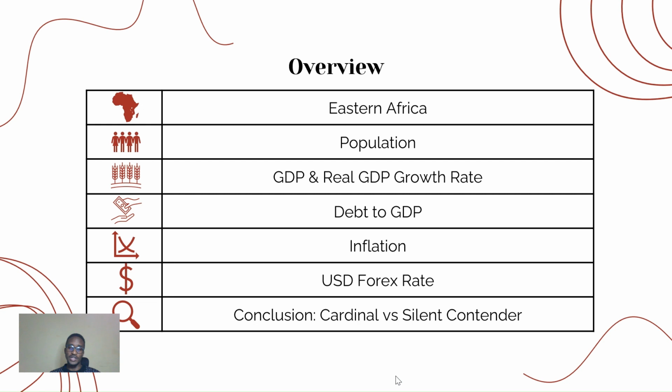So we'll just go through the nations in Eastern Africa by name. Then we'll look at the various metrics of comparison. Remember, as we go through all this, we're trying to get the top two nations for each of these economic metrics. And then after that, we're looking at how far the silent contender is from the cardinal here, being the number one nation per that metric.